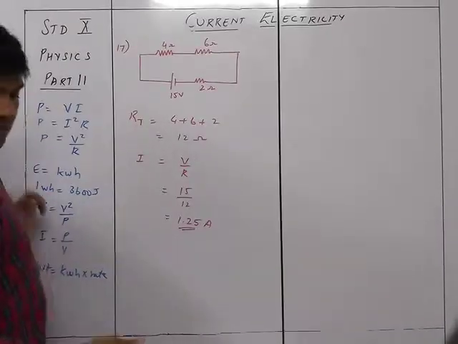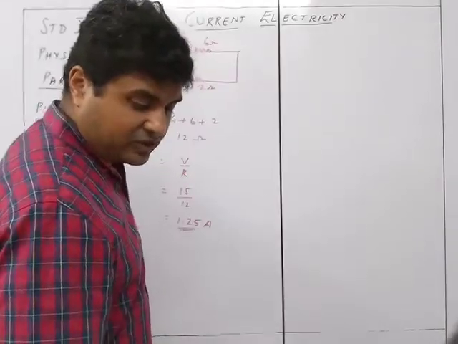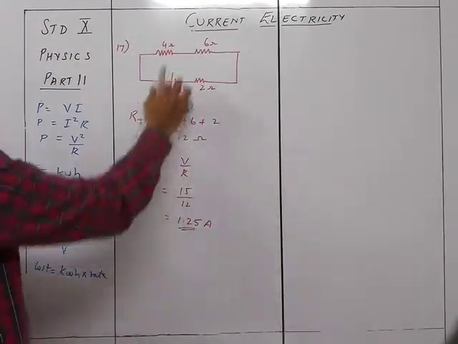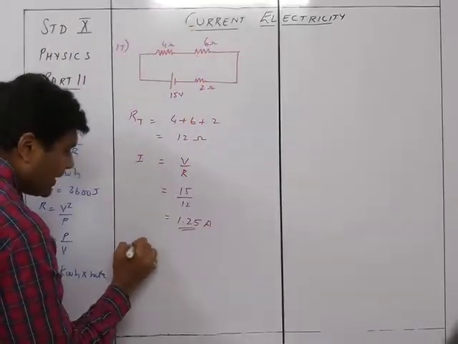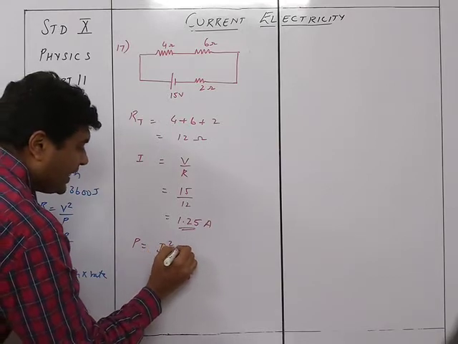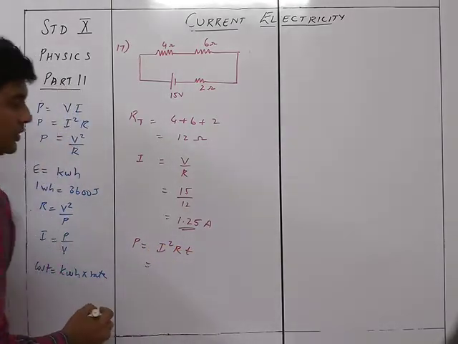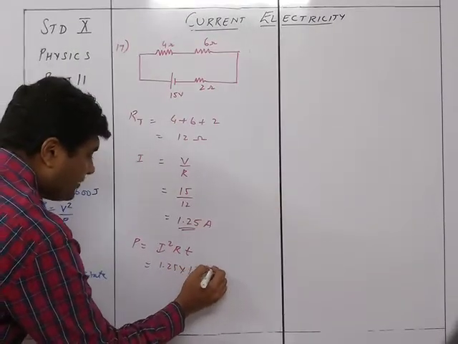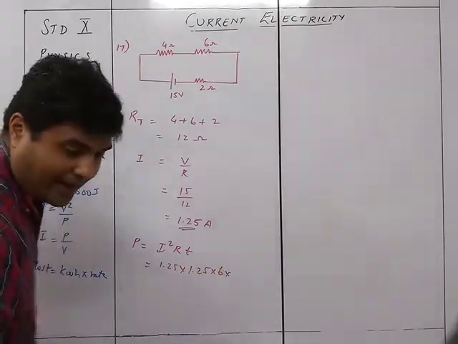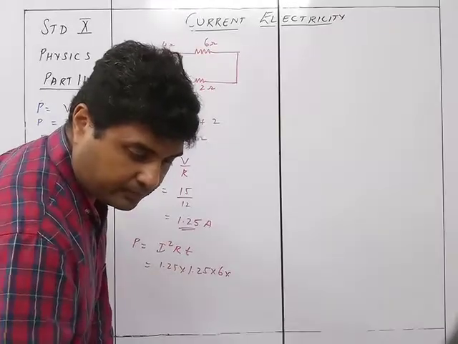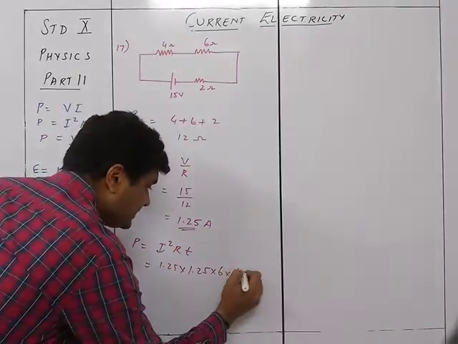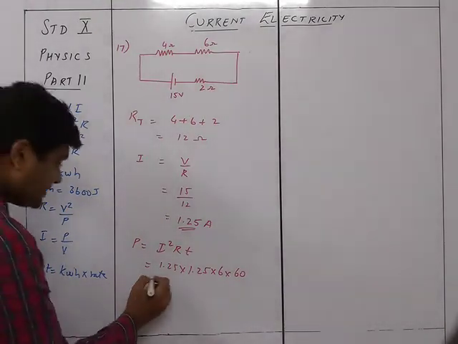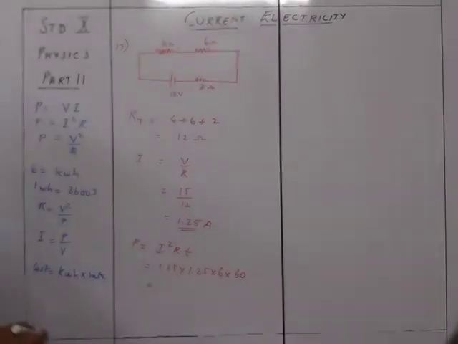The question asked is the electrical energy spent per minute in the 6 ohm resistor. So in the 6 ohm resistor, the current will be 1.25. We know that energy is equal to I square R T. So that will be 1.25 into 1.25 into 6 ohm into time, which is 1 minute, so per minute is 60 seconds.